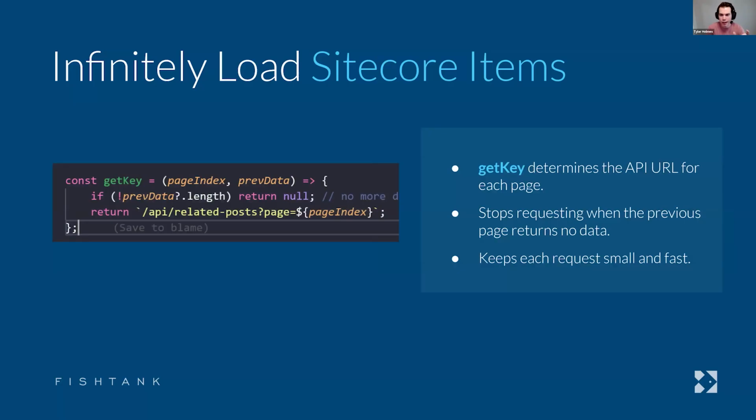So we can define that get key function to pull data directly, which keeps our requests small and fast, which is what we want, especially when dealing with mobile devices. It's better to have a lot of small requests than one really, really big one.